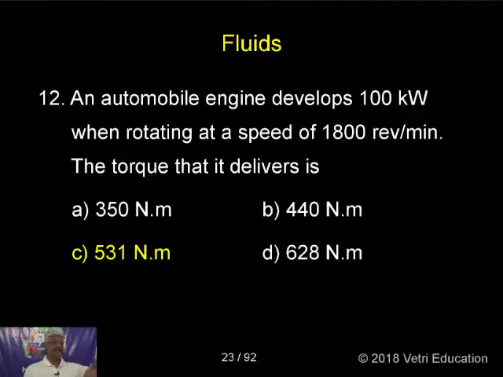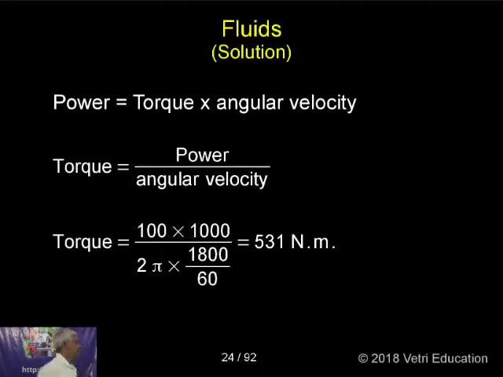Again, 100 kilowatt, that is 100 into 1000 watts. The thing you have to understand is the answer is 531 Newton meter. How? The torque, tau, is equal to I alpha, where alpha is nothing but d omega by dt, change in angular velocity by time. Or power is equal to torque into angular velocity. It is also given. From which torque is equal to power by angular velocity.